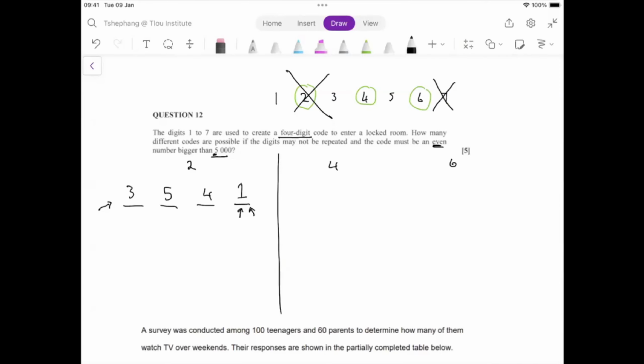Now, we're not putting a 2 here because we're saying how many 2s do we have? There's only one 2. Then we simply say this is 3 times 5 times 4 times 1, which gives us 60. Hope it's clear for everyone there.